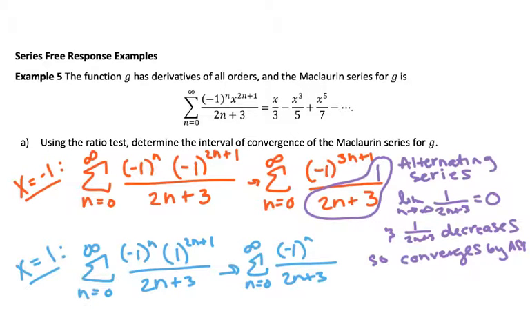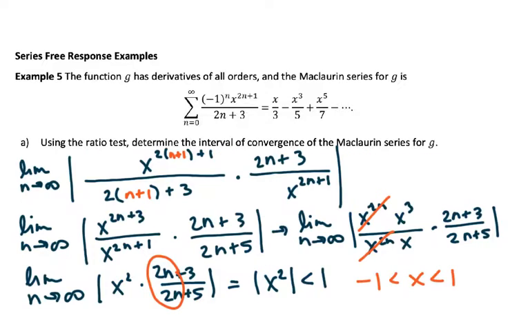It's going to be another alternating series with the same exact result. So both of these actually have the same explanation, and thus both are included in our interval of convergence. So we would say that the radius of convergence is 1, and the interval of convergence is inclusive -1 to 1.